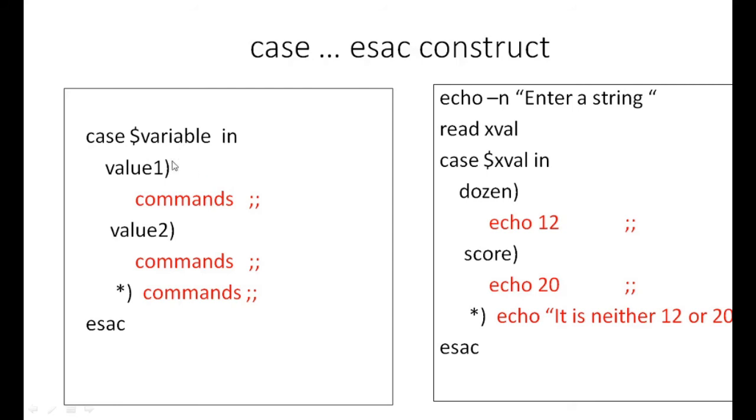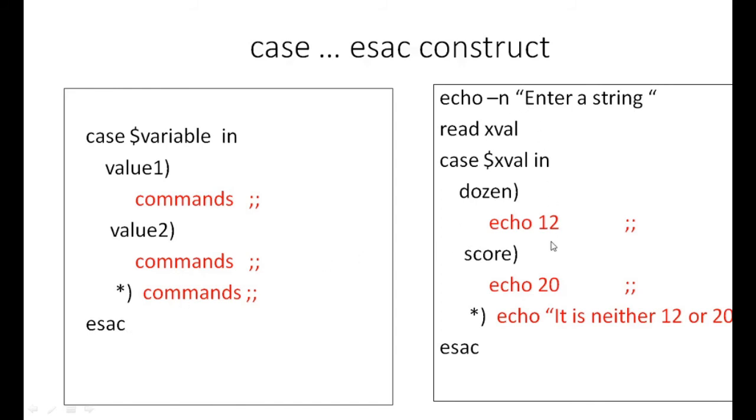If the variable takes the value 2, these commands will be executed. If it is other than this value 1 and value 2, these commands will be executed. This is specified by this star symbol. And this case must be terminated by the esac.